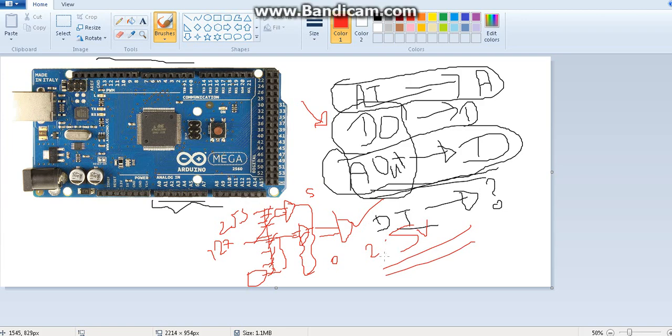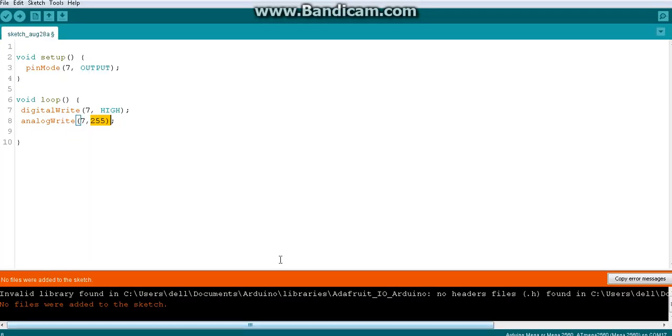Okay, if you don't understand, don't worry, we are going to do some practicals so that we will understand it further. So for the moment you may understand, okay, 255 means I am giving the maximum value, that means 5 voltage. You can give 0 also. So if you are giving 0, it is like giving a low here, that means the lowest value, 0 voltage or ground. Okay, so you can give any in between values, 50.